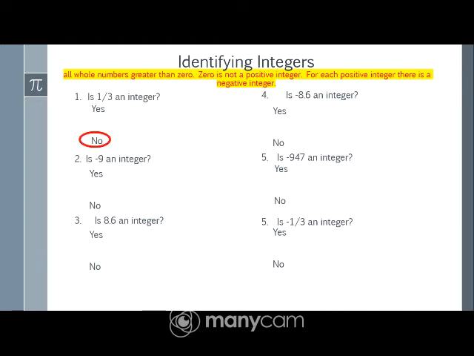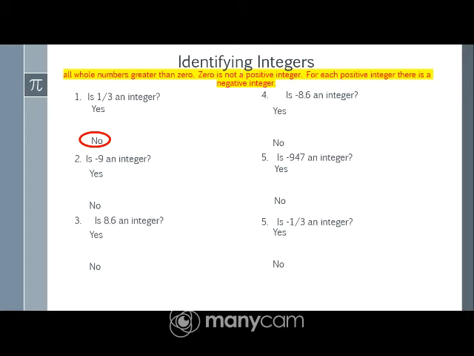No, it is not. 1/3 is a fraction, and a fraction is not an integer. Number 2, everyone. Is -9 an integer? Yes or no? Yes, it is, right? For every positive integer, there's a negative integer, so -9 is correct.